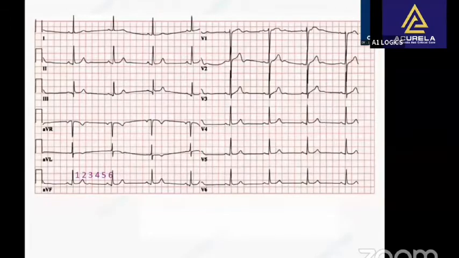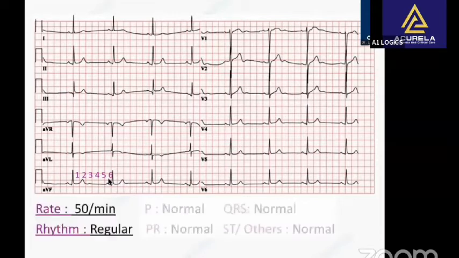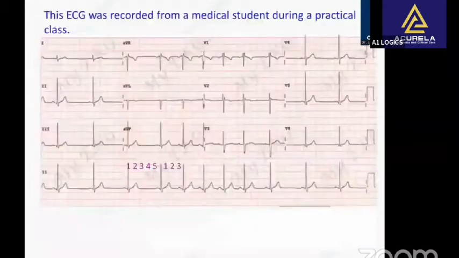Coming on to the next ECG, we're just going to focus on the rate and the rhythm. The RR interval occurs at constant intervals and each P is being followed by the QRS complex. And what about the rate? There are 6 large boxes, so it's going to be 300 divided by 6. The rate is 50 and the rhythm is regular. So this is sinus bradycardia.